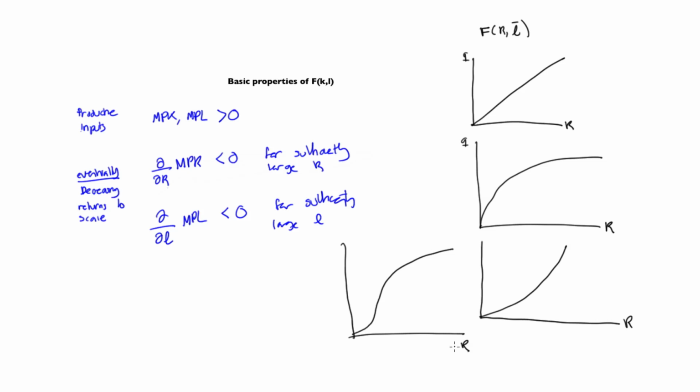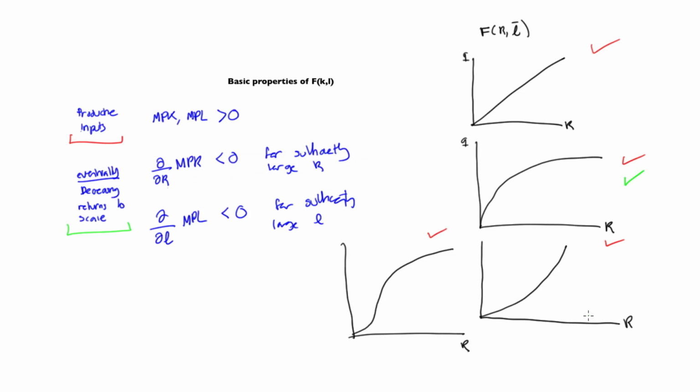Okay? So let's think about whether these functions satisfy these properties. First look at productive input. In every case, as you increase K, the amount of output produced goes up. So all of them satisfy the assumption of productive inputs. Now let's check whether they satisfy the assumption of eventual decrease in returns to scale. Let me start with this one because it's easy to see. Here, the marginal product of capital, which is just going to be the slope of this curve of the production function, is clearly going down. It's becoming flatter and flatter. So this one satisfies it.